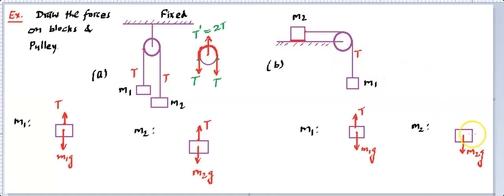So let's see one by one. This point is connected with a string. So string will have a tension. Tension will be along the string and pulling effort. So you will see this is the tension force direction. How much? That's the same amount T, because we have already talked about same string carries same tension.